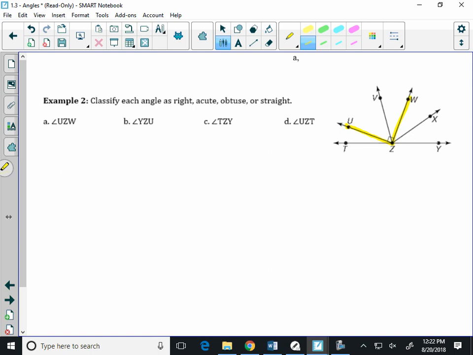How would we classify that angle, Bree? Right. Good. How did you know it was a right angle? Well, it has a little box in the corner, so we're going to call that a right angle. Take a look at the next one. Highlighter. T, Z, Y. So I'm going to start at T, go to Z, go to the next letter, Y.